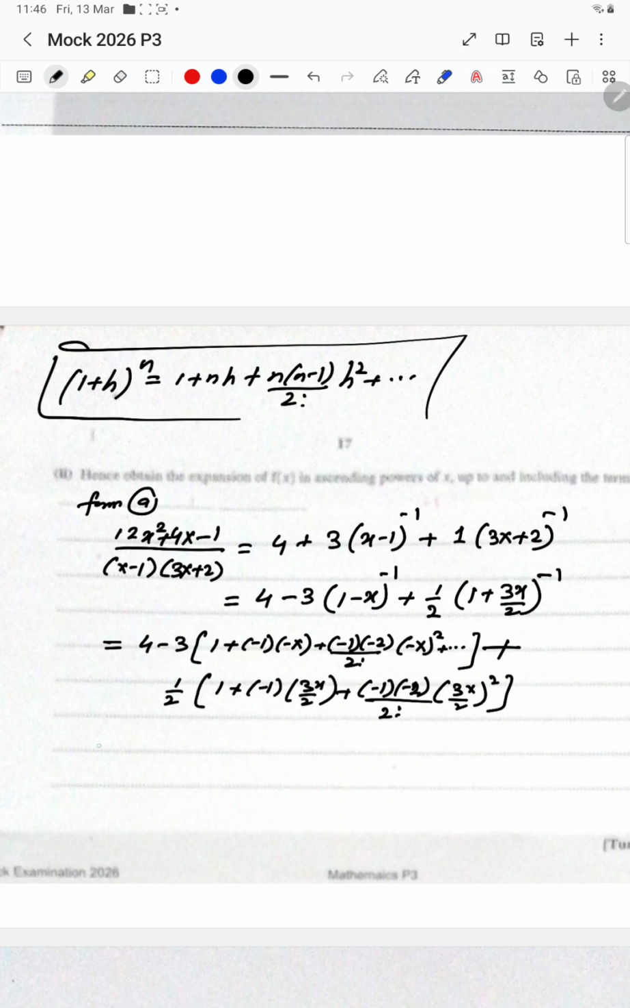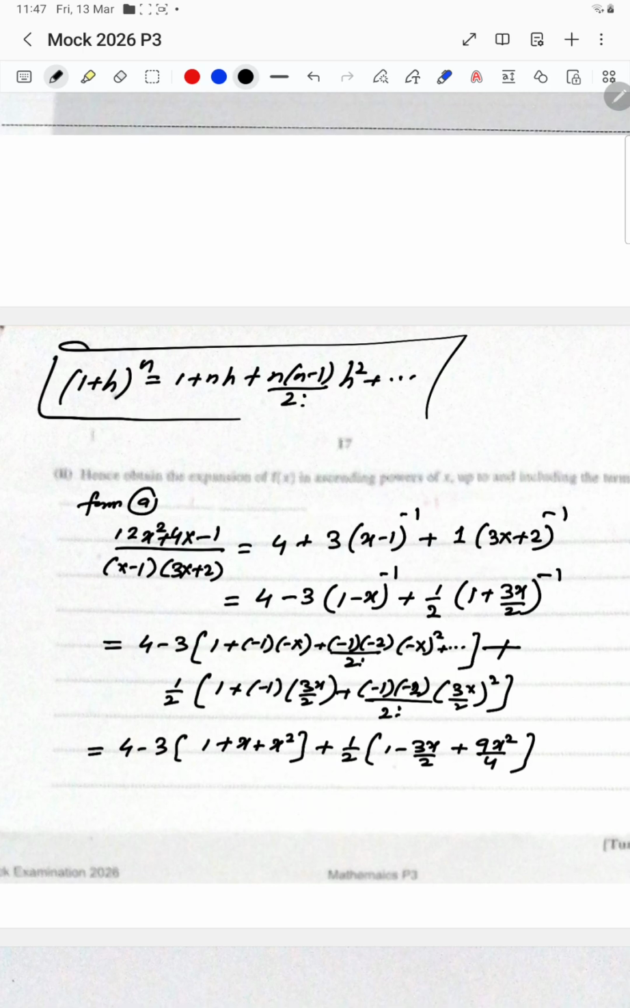So let me simplify this more. 4 minus 3 times, it will be minus 1 plus nx, 1 plus x plus x square, plus 1 by 2, 1 minus 3x by 2 plus 9x square by 4.